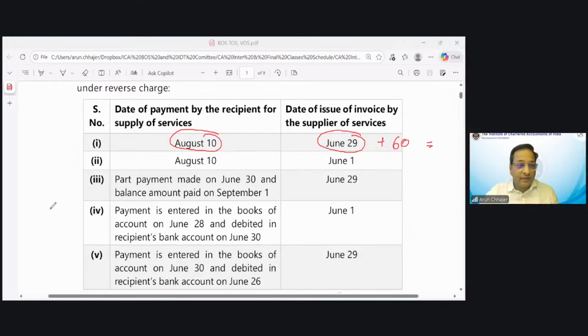Now, if it is August 10 and June 1, what is the time of supply? Give in the chat.